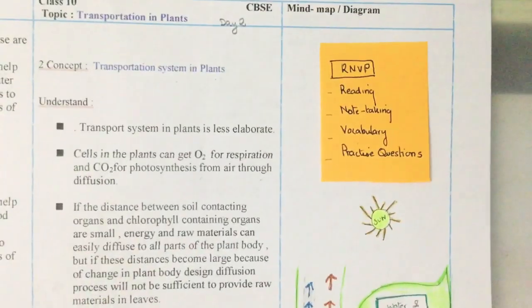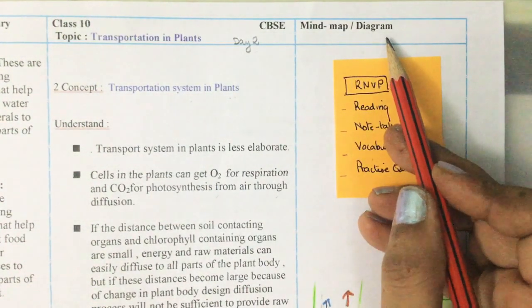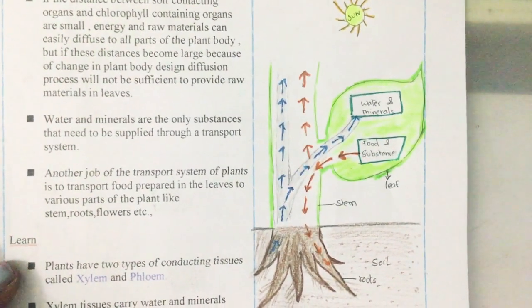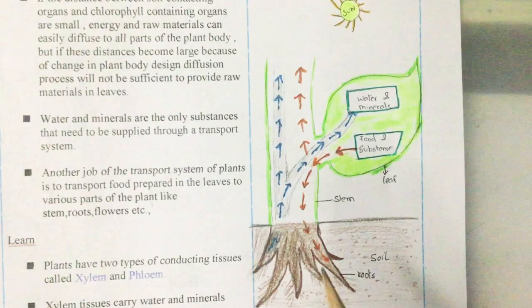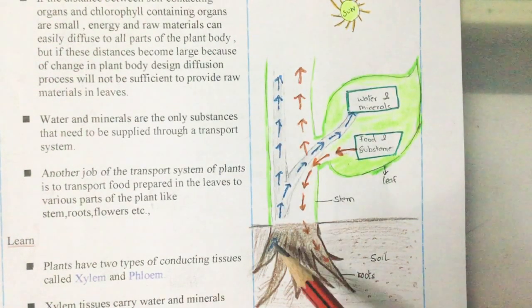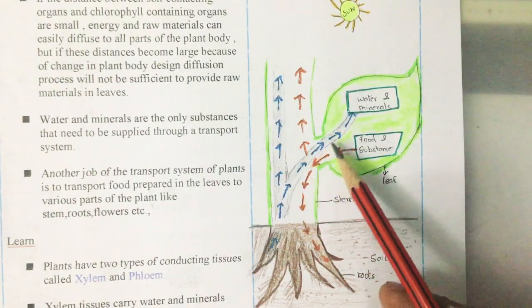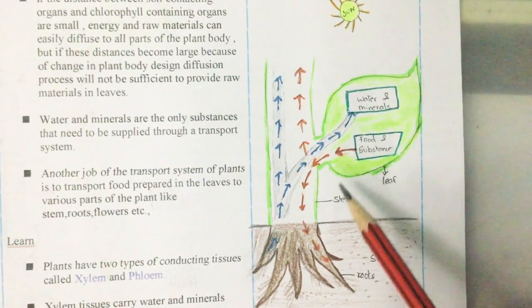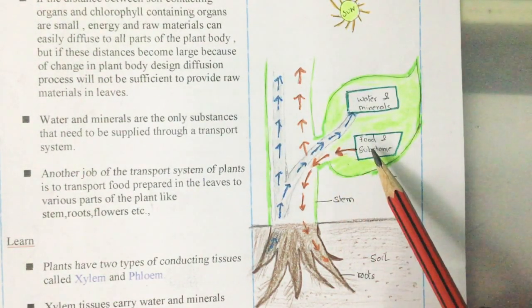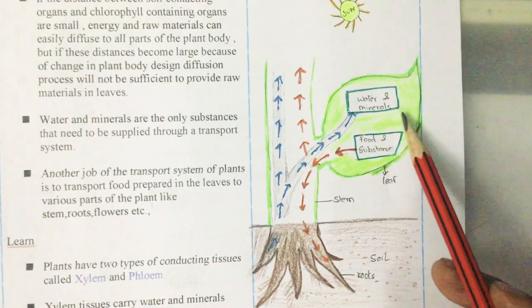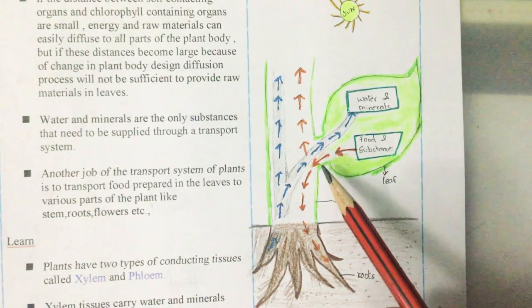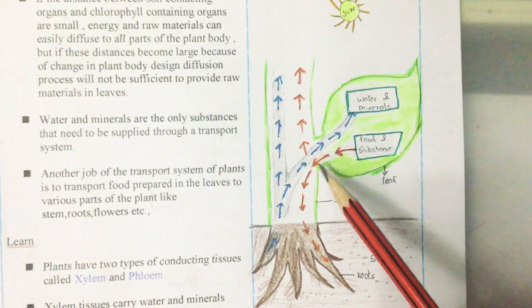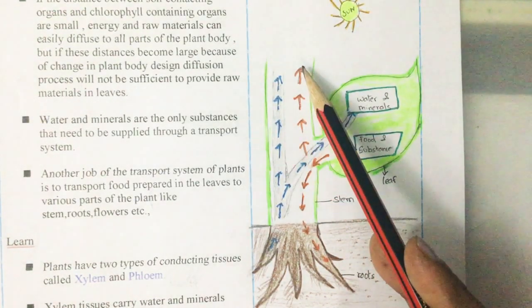Let us come to the next section, which is mind map and diagram. So, here for transport system in plants, we have a diagram. Now, in the diagram, you can see that the blue arrow marks show the pathway of the xylem from the roots to the various parts of the plant, and the orange arrow, you can see how the food and substances from the leaf is transported to various parts of the plant. So, it goes downwards as well as upwards. Clear?